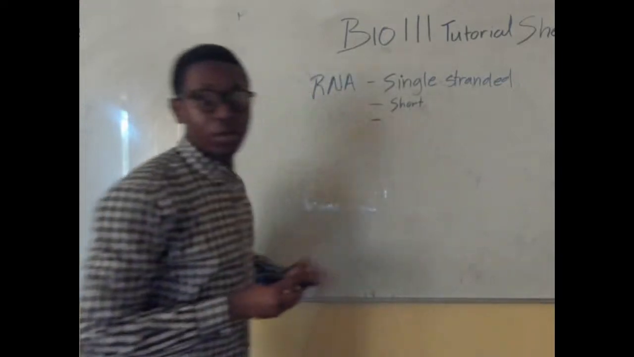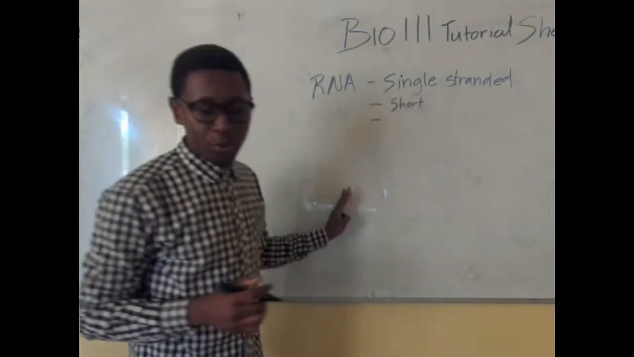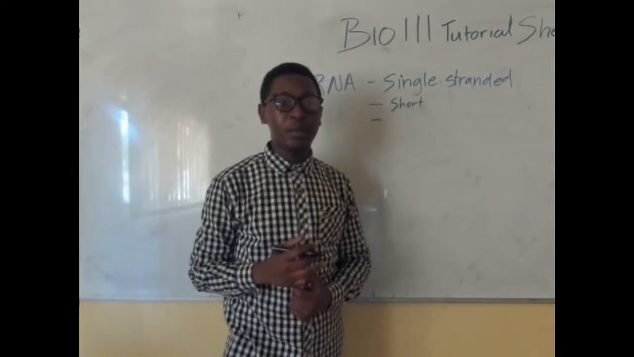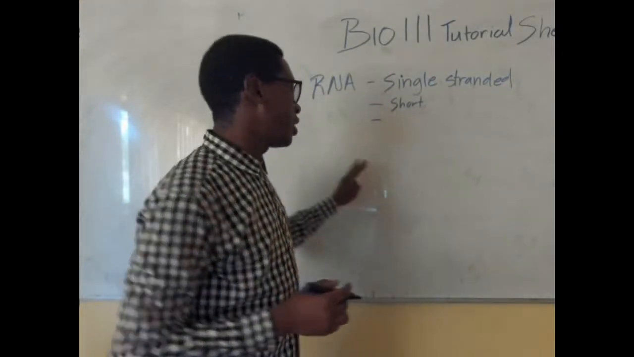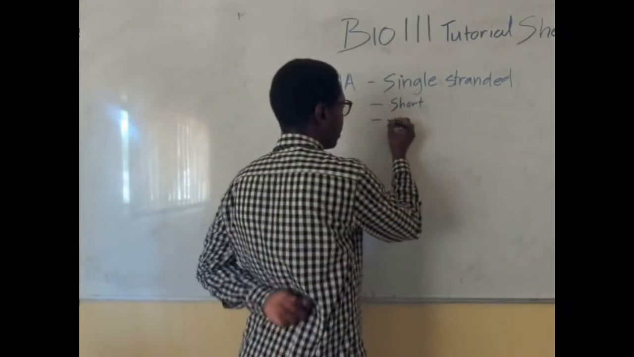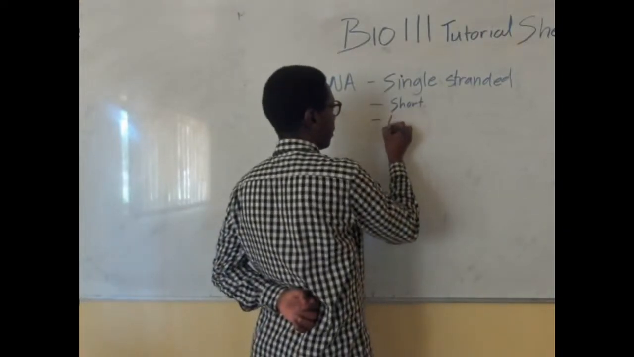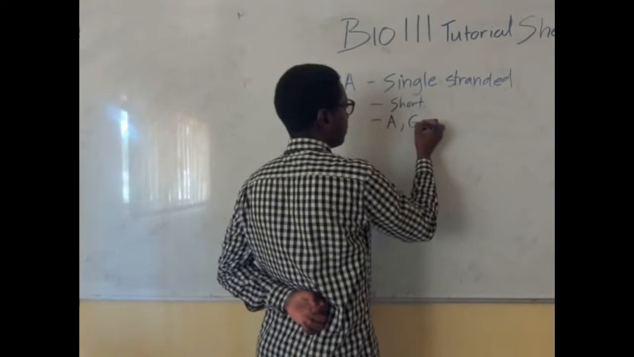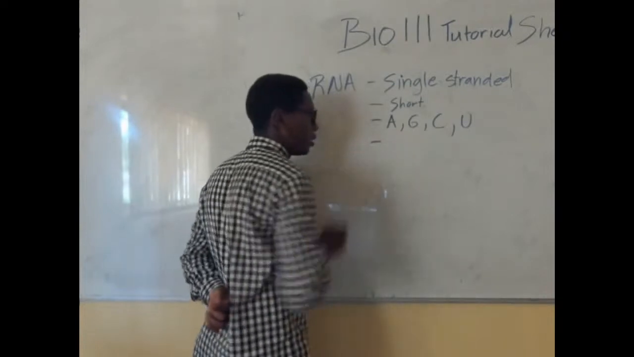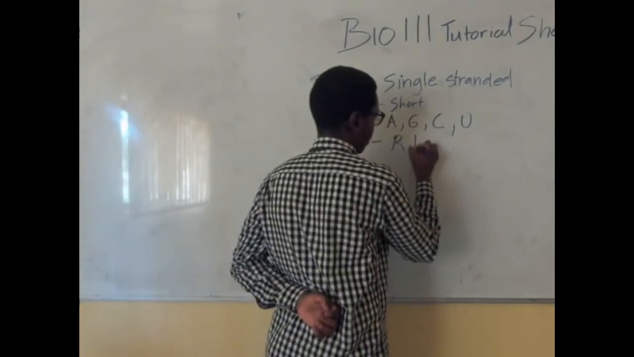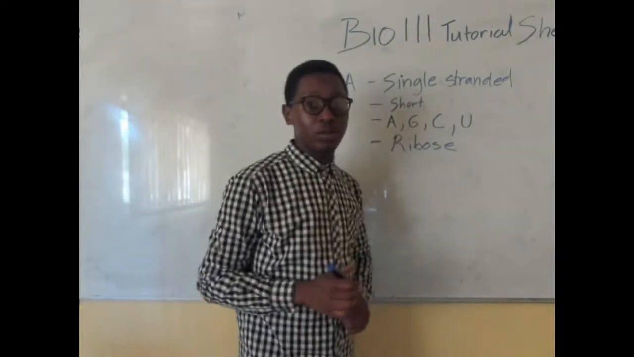Then the types of nucleotides that are found in RNA. Another thing I forgot to mention, in DNA, the pentose sugar found in DNA is deoxyribose. So in RNA, first of all, the types of bases that are found here are adenine, guanine, cytosine, and uracil. Then the pentose sugar here is ribose. Remember, in DNA, the pentose sugar is deoxyribose.